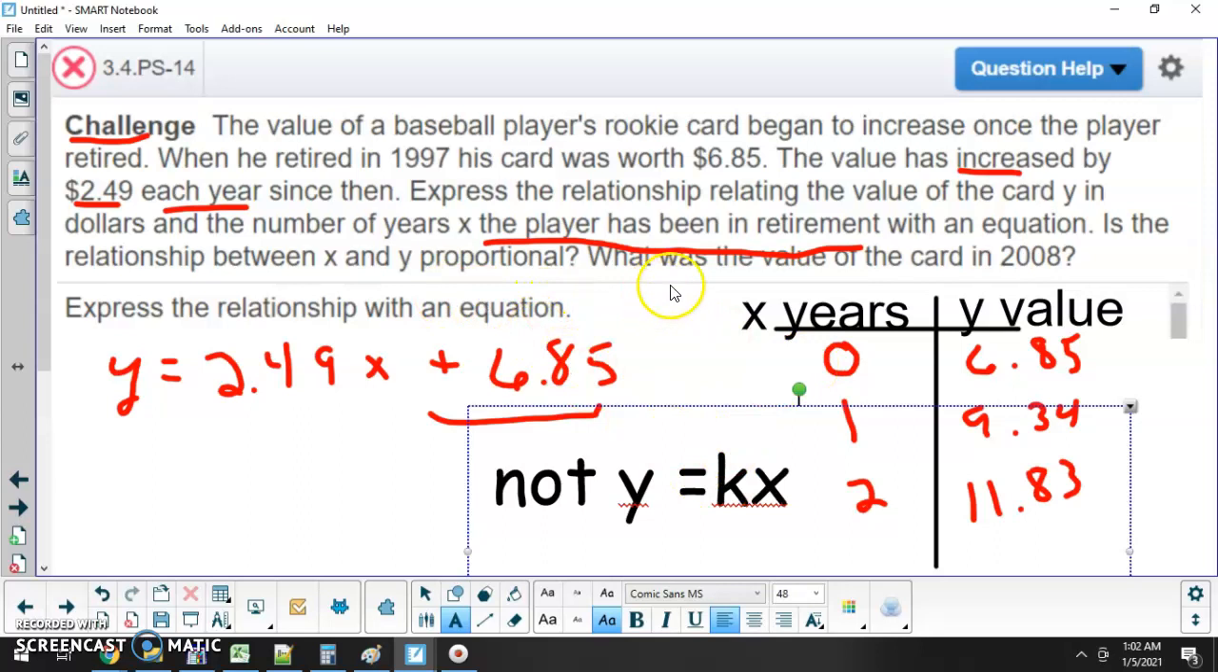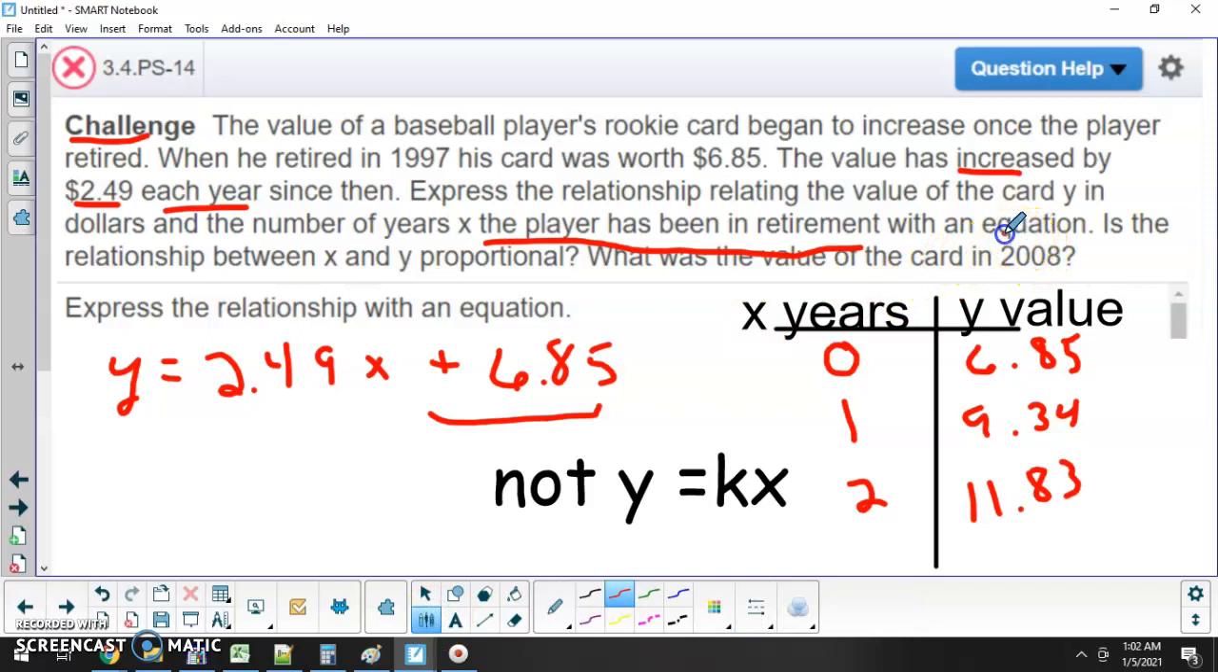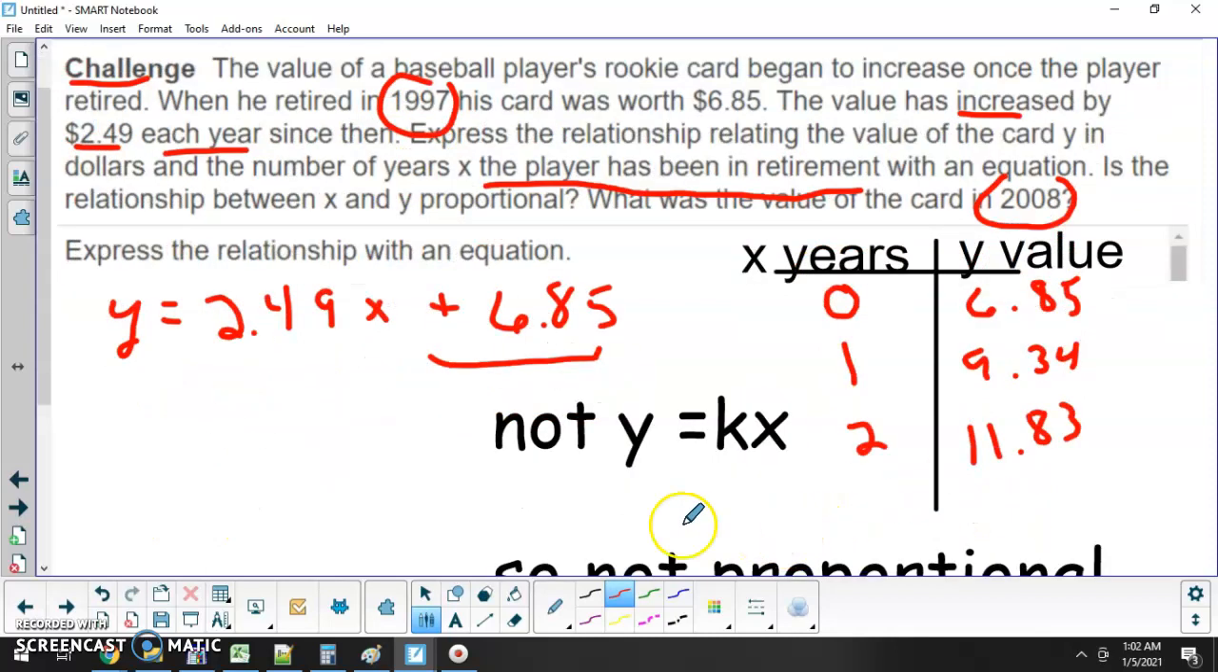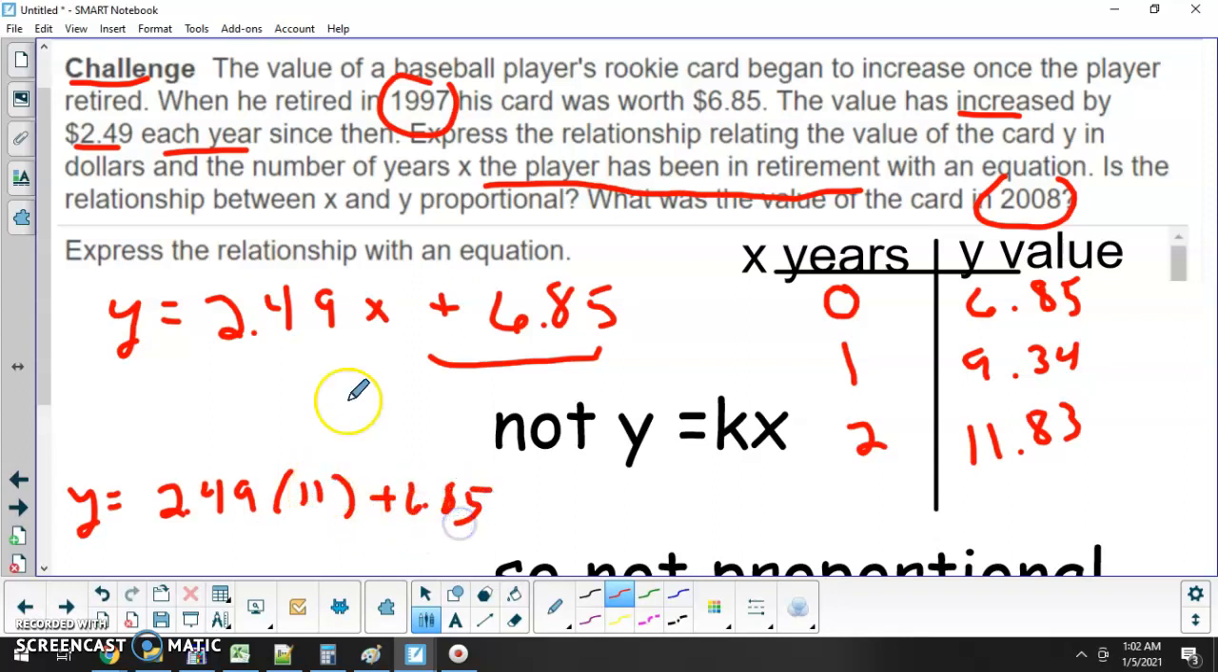But anyhow, what is the value of the card in 2008? Well, what we have to do to get that is figure out how many years have elapsed since retirement. So 2008 minus 1997, that would be a total of, I believe, 11 years. So 11 years from retirement. You could do it without a calculator, but it takes a little bit of time. 2.49 times 11 plus 6.85, and that would give you that value. So hope that helps you understand that problem a little better.